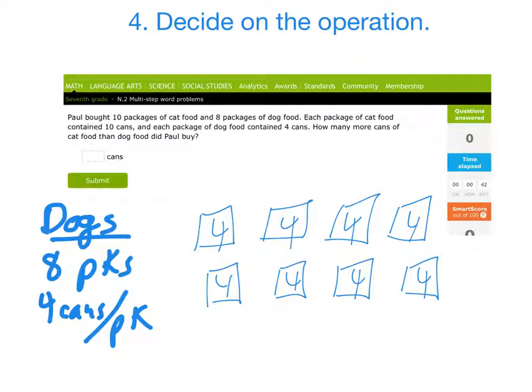There are 8 packages, so I could in fact do 4 plus 4 plus 4 8 times, but hopefully you recognize that our math shortcut for that is 8 times 4. And that equals 32. So we've figured out what to do, and we've gotten an answer for this particular step.